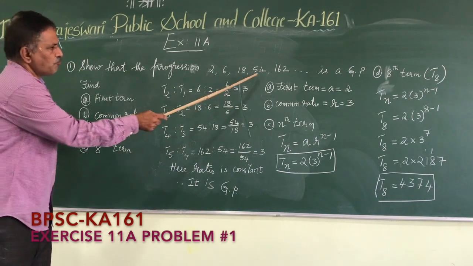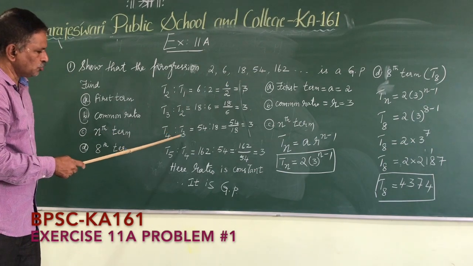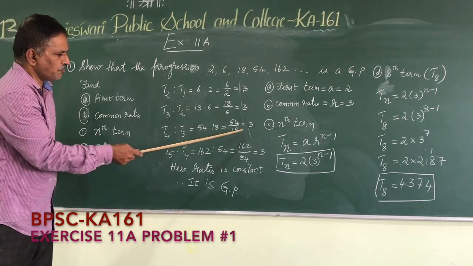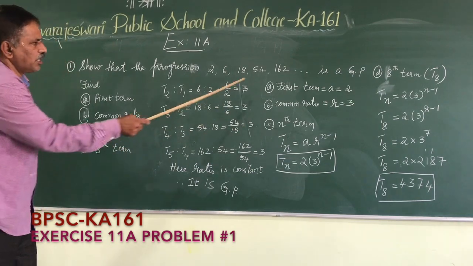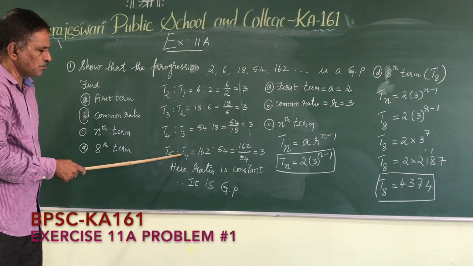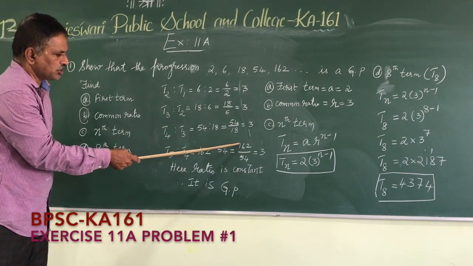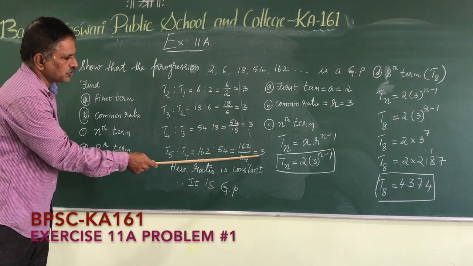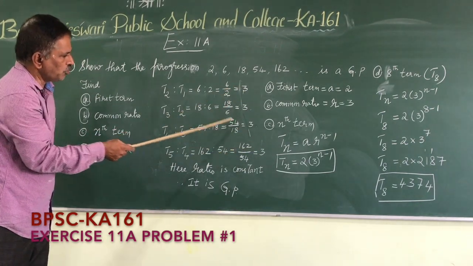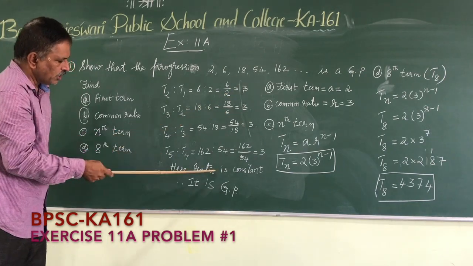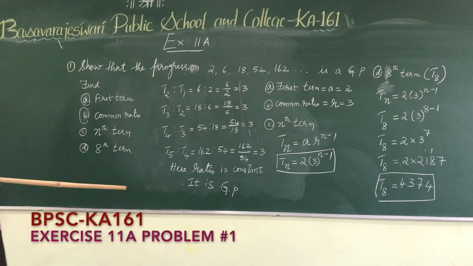Then again, the fourth and the third term. I have taken the ratio of the fourth and the third term, 54:18. After simplification, again I will get 3. Similarly, the fifth term and the fourth term, the ratio 162 divided by 54 will give you 3. Here the ratio is constant. In all the cases it is 3 only. It is constant. Therefore it is a geometrical progression.